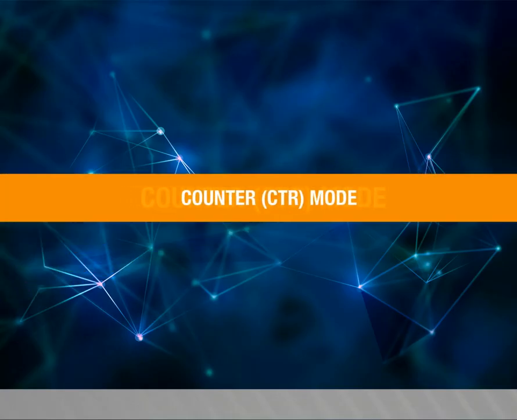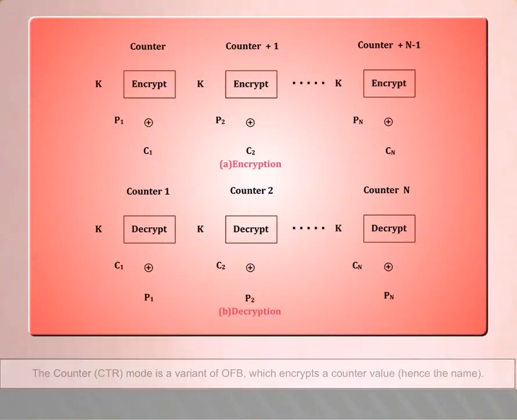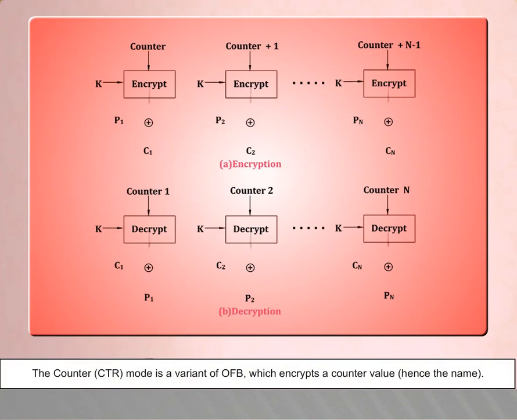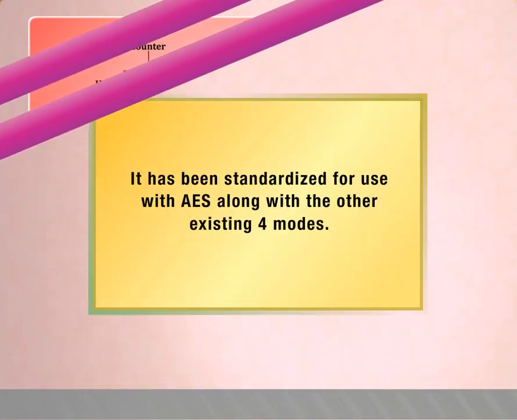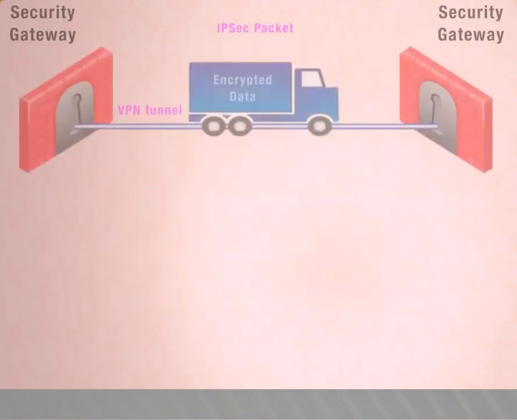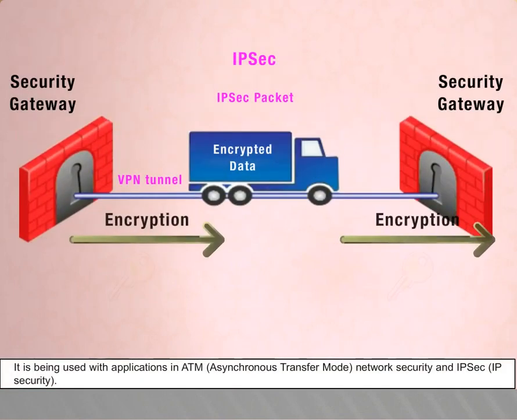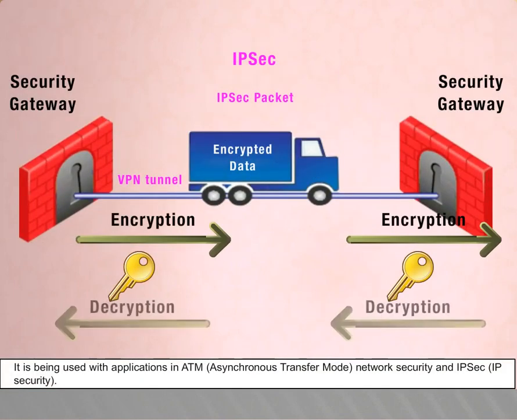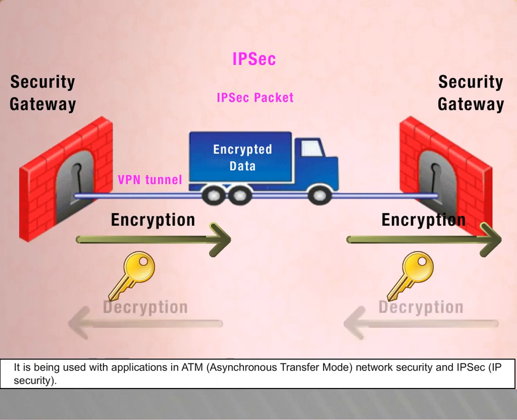Counter CTR mode. In this video, we are going to see about counter, that is CTR mode. The counter CTR mode is a variant of OFB which encrypts a counter value and hence the name. It has been standardized for use with AES along with the other existing 4 modes. It is being used in applications such as ATM, that is Asynchronous Transfer Mode, network security, and IPsec, that is IP Security.